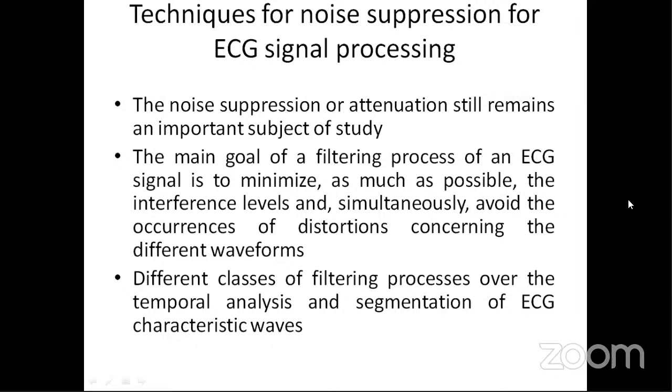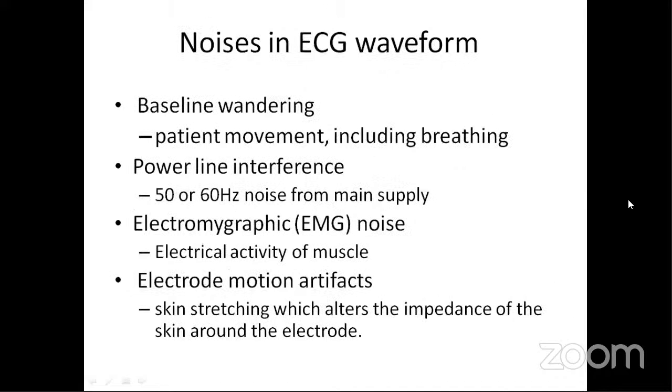Okay, so there are many noises and attenuation in this ECG signal from acquisition, and different filtering processes are there to suppress these noises. So basically, there are 4 main noises that impact or are inside the ECG waveform: baseline wandering, power line interference, electromyographic noise, and electrode motion artifacts.